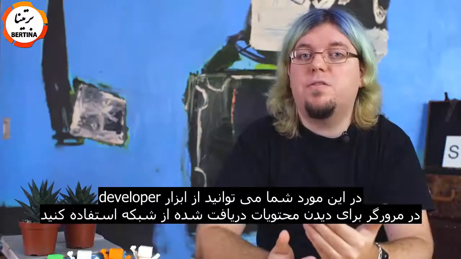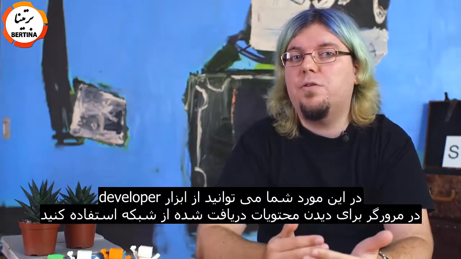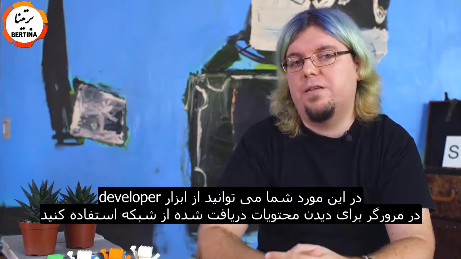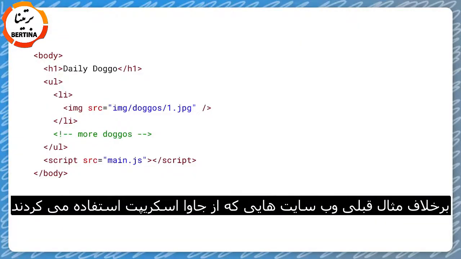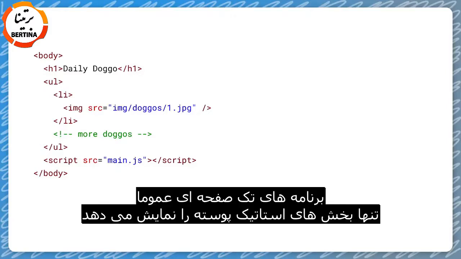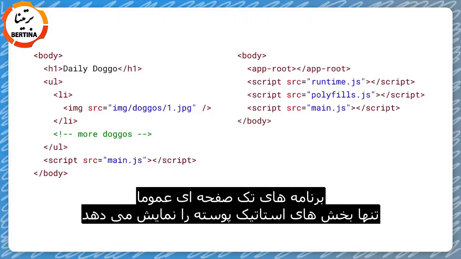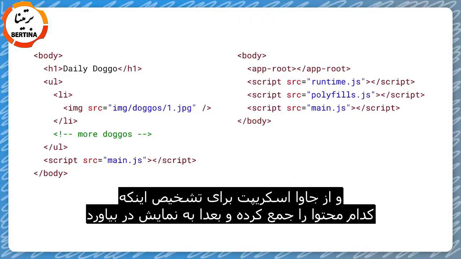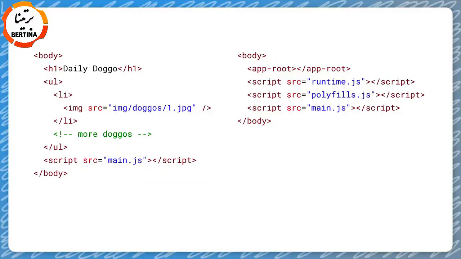You can use the browser's developer tools to see the content being fetched from the network in these cases. Unlike the previous examples of websites using JavaScript, single-page applications usually only deliver the static parts, the shell, and use JavaScript to decide which content to fetch and display later.